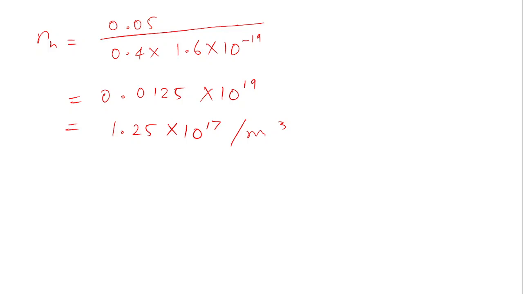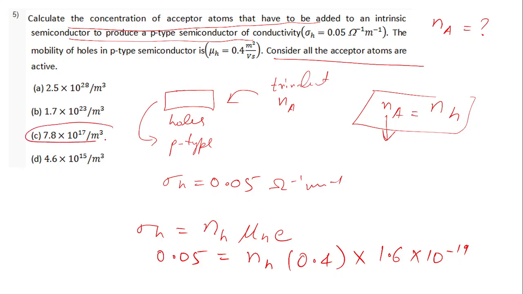1.6. I made some mistake. Just 0.05 divided by 0.4 divided by 1.6. Okay, I made a mistake here. It should be 0.0781. So a mistake in calculation, it should be 0.0781, and then when I take care of the power, it will be 7.81 multiplied by 10 to the power 17 per meter cube.